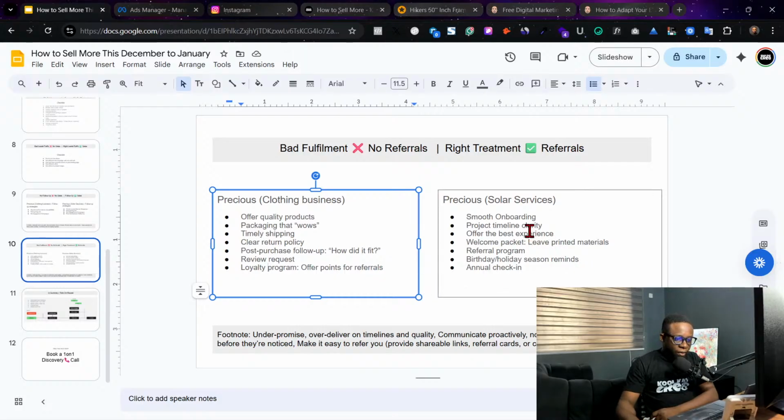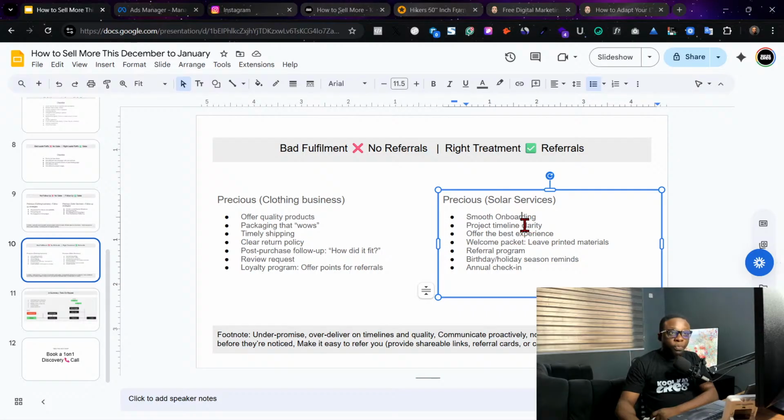Then for service-based, smooth onboarding, meaning for services, from when the person saw your ads to you going on the call with the person, you talking to the person, the onboarding should be smooth, sweet, so that when the person is referring, I got the call with this person and their onboarding process, onboarding meaning how you bring the customer on board, right?